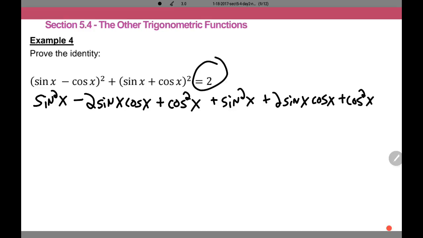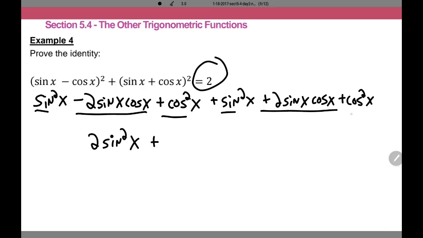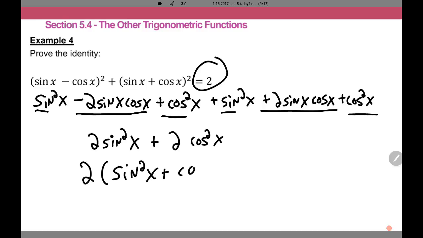And again, we're trying to make this equal to 2. So I want you to take notice these negative 2 and the positive 2 sine x cosine x cancel out. And then how many sine squareds do we have? We have 2 sine squareds of x plus 2 cosine squareds of x. And if we factor a 2 out, we get 2 times sine squared of x plus cosine squared of x. And that just becomes 2 times 1. And we were looking for 2, so guess what? We found the 2.